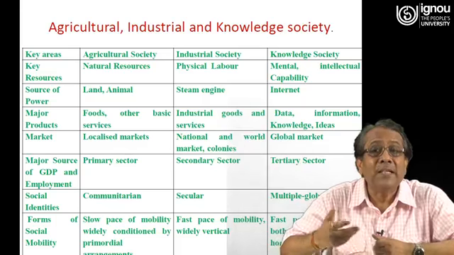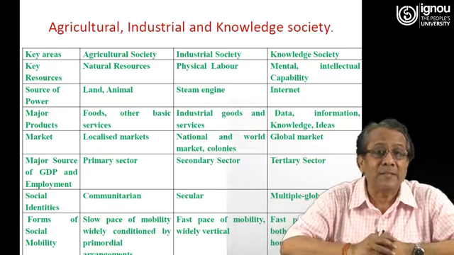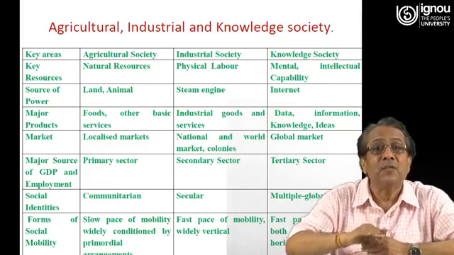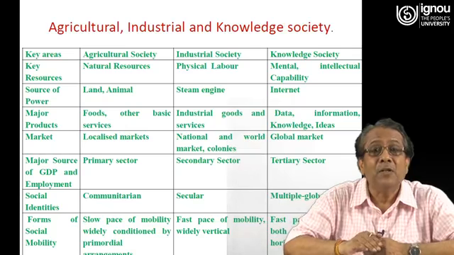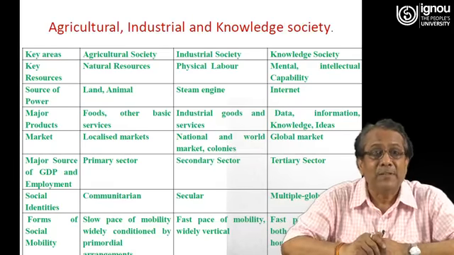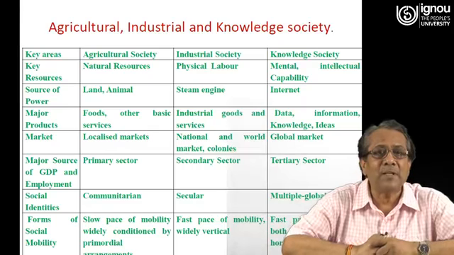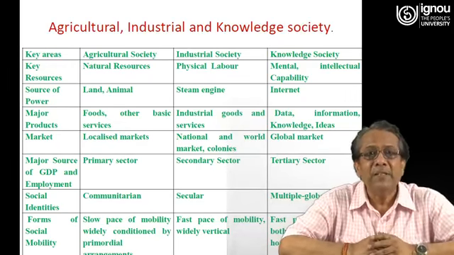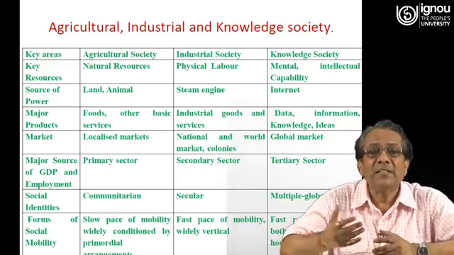So that is the main capability of the key resources of these three societies. Gradually, human society is shifting from natural resources to physical resources, physical labor, and from physical labor to mental and intellectual labor. Then the key power of the knowledge of these three types of society. The key resources of agricultural society are land and animals. Industrial society is the steam engine, and the knowledge society, it is the internet.